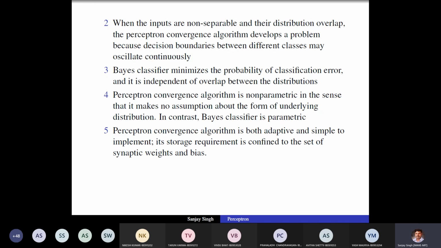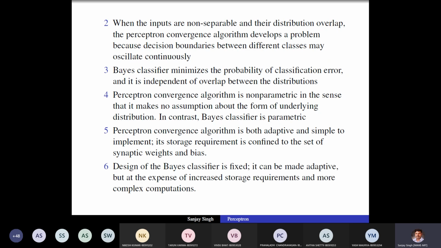Also, the perceptron convergence algorithm is both adaptive and simple to implement. You saw that it's very easy to go ahead with. The storage requirement is confined to the set of synaptic weights and bias. Whereas the design of the Bayes classifier is fixed here. It is not adaptive. It can be made adaptive, but at the expense of increased storage requirements and more complex computation.